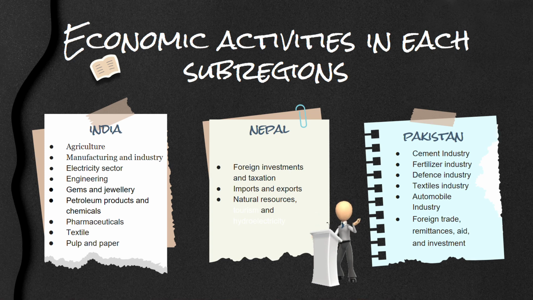Basically, Pakistan is a developing country with a semi-industrial economy. Primary export commodities include textiles, leather goods, sports goods, chemicals, and carpets.